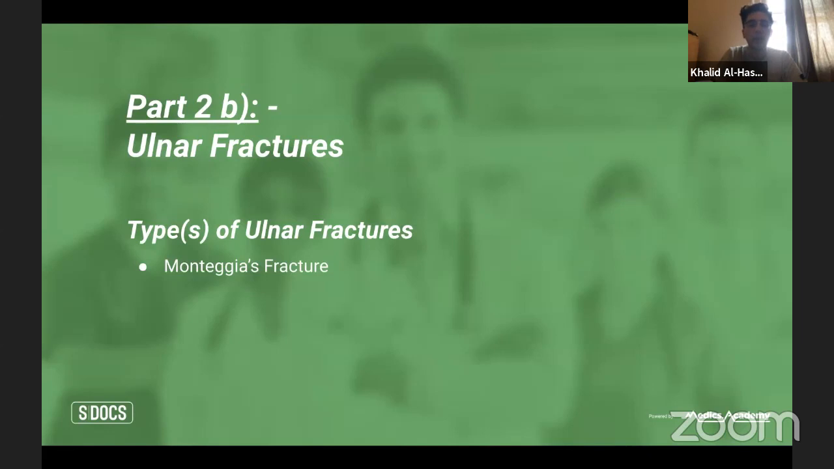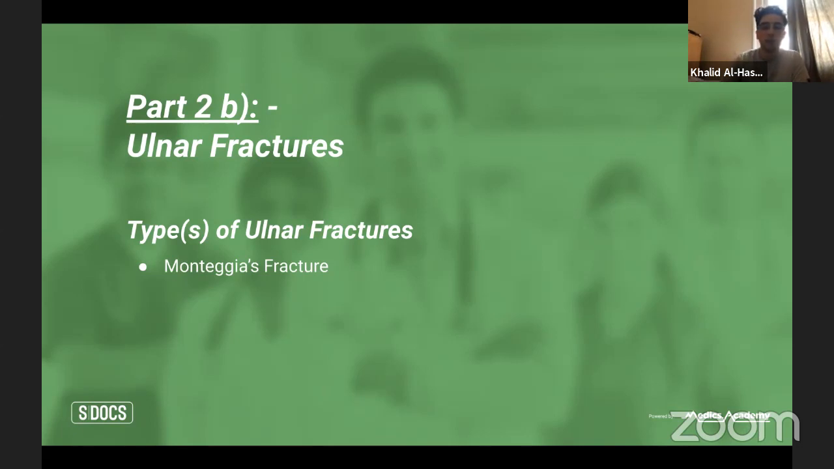Ulnar fractures. This too is also an interesting fracture, similar to a Galeazzi fracture. And what I'd recommend is that you learn the differentiation between the two, as there are some similarities in terms of the complications that you may want to remember just for exams.